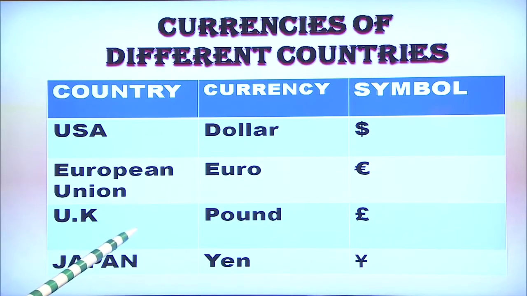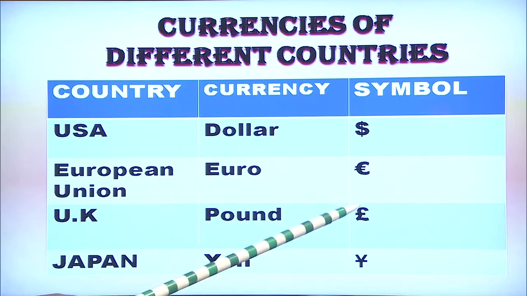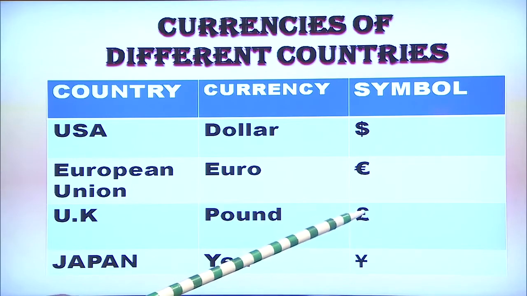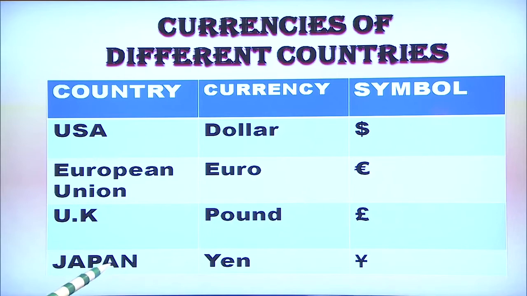The UK, or the United Kingdom, has its currency as pound, and the symbol is a kind of an L cut from the middle horizontally. Then is Japan. Its currency is the yen. It is a Y, which is again cut horizontally in the middle.